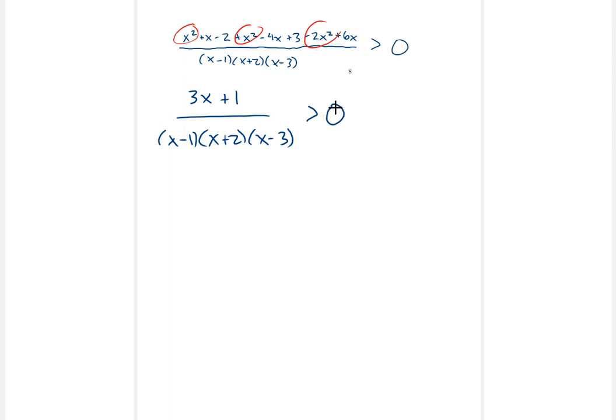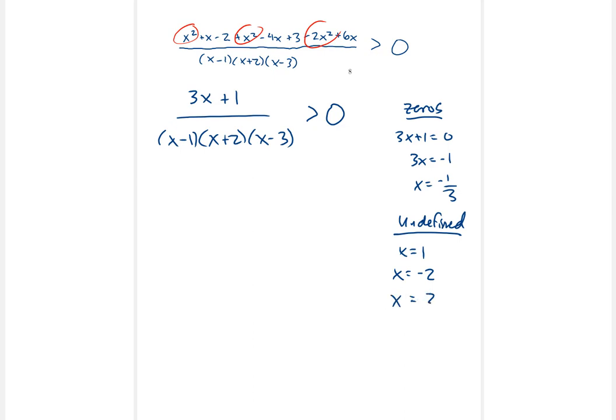So what do we have? Well, as far as zeros go, we have 3x plus 1 equals 0. So when x equals negative a third, that's a 0. But then we have undefined at 3 different places, right? At x equals 1, at x equals negative 2, and at x equals 3.